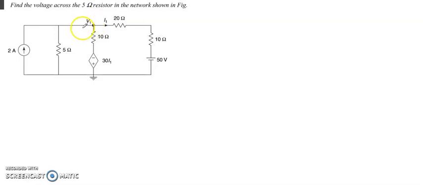So, looking at this question, we can see that there are two unknowns, V1 and I1. So, initially, we need two equations. We have to find two unknowns and therefore we need two equations. Therefore, initially we can write the nodal analysis at node V1, KCL at node V1.